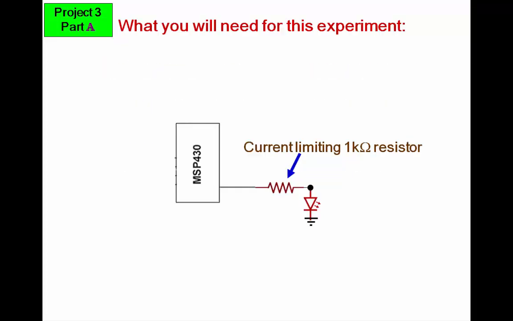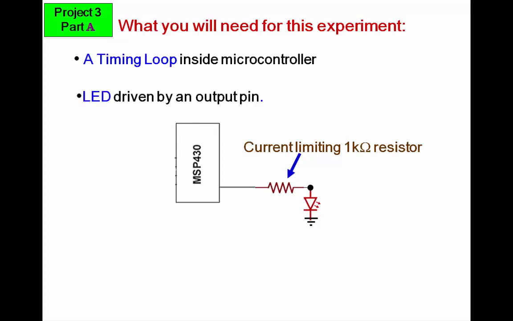For Project 3, Part A, here's what you will need for this experiment. You will also need a timing loop inside the microcontroller, an LED driven by an output pin, and an algorithm to determine when to light the LED.